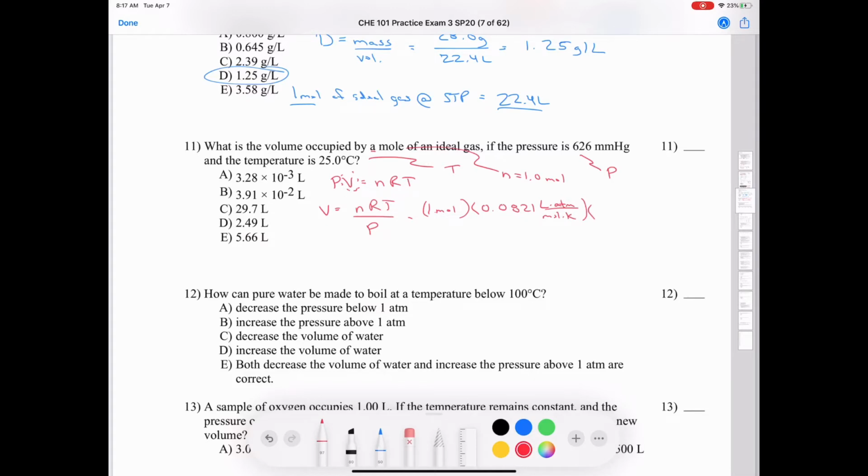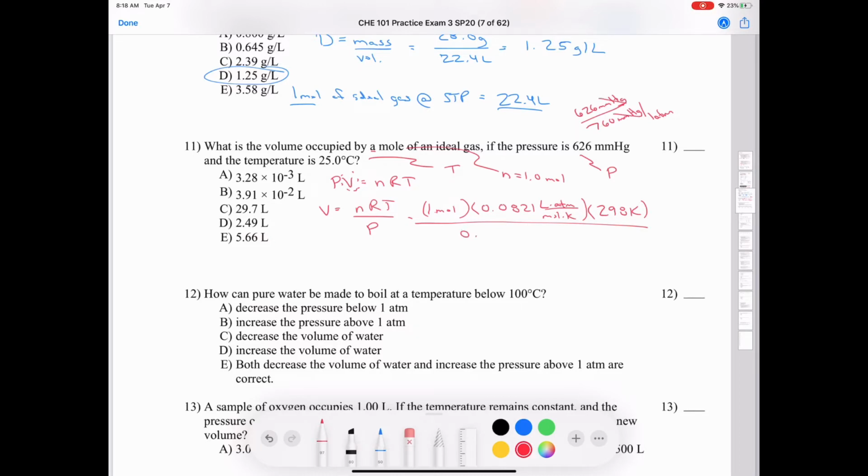And then we multiply that by the temperature. I've gone ahead and I've converted the temperature into Kelvin. And the way you do that is take 25 and you add 273 to it. So you get 298 Kelvin. And I've also gone ahead and I've converted the 626 millimeters of mercury into atmospheres. And the way that I did that was 626 millimeters of mercury, and I divide that by the conversion factor, which is 760 millimeters of mercury in 1 atmosphere. So I've already gone ahead and done that work for us.